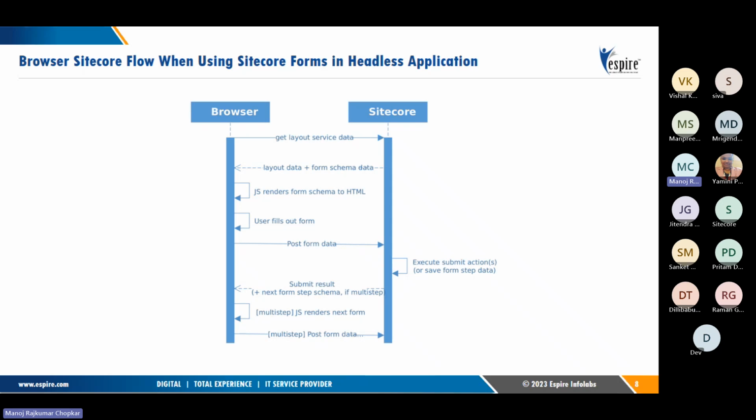So if you see it here, whenever it executes the submit action or save from the next step, it brings back the data, submit result plus next step schema, if there are multiple steps in it. And again, once Sitecore brings back the data, with the help of JS it renders the next form. Again we post back the data, and this flow goes on. So in this way, the data flows between a browser and Sitecore in the headless application.